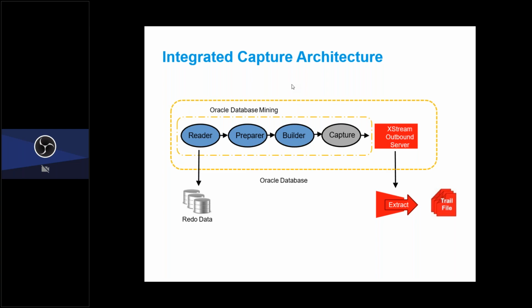Reader process, as the name suggests, reads the data. Preparer process prepares that data, whatever has been read. Builder process builds the data for LCR, logical change records, and capture process then sends those LCRs to extract process. Extract process then captures those and writes them to the local trail file.